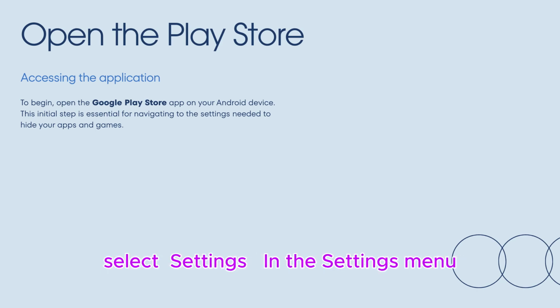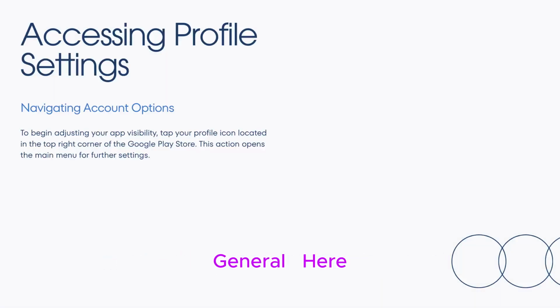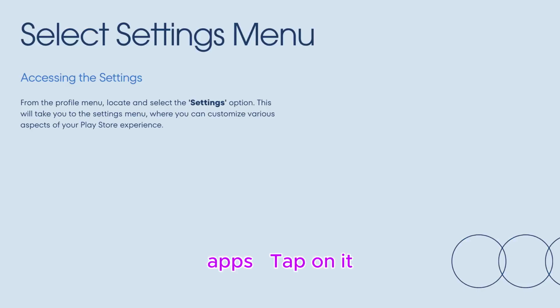Tap your profile icon in the top right corner. From the menu, select Settings. In the Settings menu, find and tap on the section labeled General. Here you will find an option called Visibility of Play Store Apps. Tap on it. You will now see a list of all the apps and games associated with your Google account.